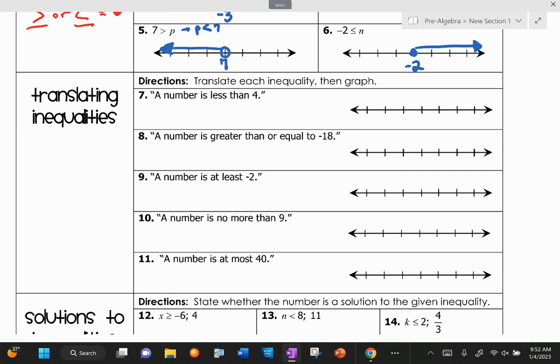Okay, so this is translating inequalities. You've been given a sentence, a really short word problem. A number is less than 4. So how are we going to graph that? What's our number that we're using? 4. Now what sign are we going to be thinking about? The less than sign, right? So that means it's going to be an open point. And if it's less than, we're going in which direction? To the left.